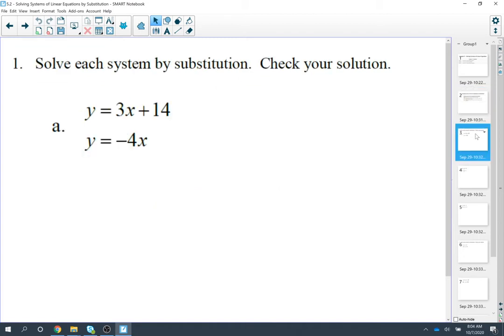Example 1, solve each system by substitution, check your solution. Now, step 1 says we have to solve one of these equations for one of the variables. And if you take a look, this one already says y equals, this one already says y equals. So step 1 is done. Step 2 is we're going to substitute one of these in for the other one. So for example, this is y equals this. Well, if y equals this, and this is y, then I can substitute this in for y.